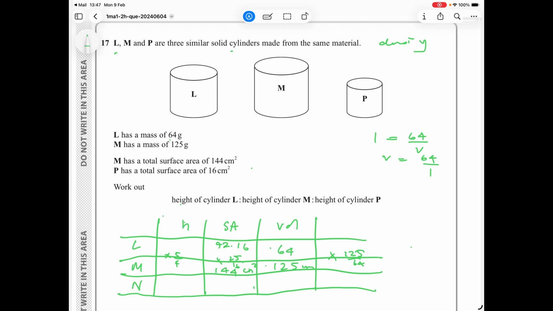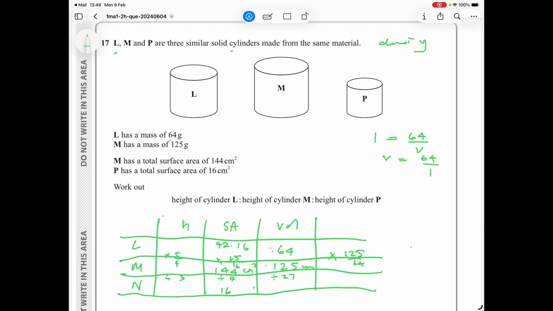Anyway, P has a total surface area of 16. So to go from there to there, 144 divided by 16 equals 9. So we divide by 9 to get to 16. So this one we divide by 3 and we divide by 27. Which means that as we go back across the surface area, we've got this.